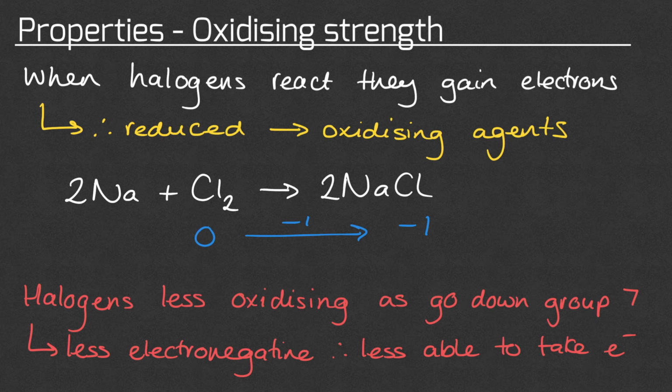Group 7 elements are less oxidising as you go down the group. This is because they are less electronegative as you go down, like we've just looked at. This means they're less able to attract a pair of electrons, so it makes sense that they're less oxidising because they're less able to take that electron.